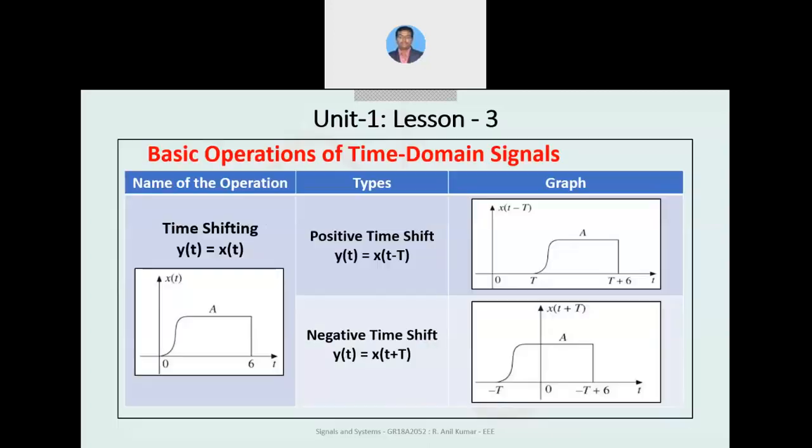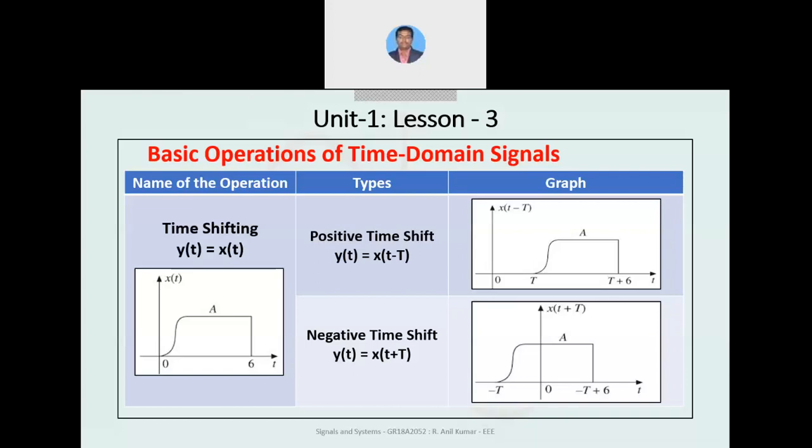Okay, now let us see the time shifting operation. The time shifting operation can be of two types: positive time shift and negative time shift. Positive time shift is nothing but getting delayed. As we can see from the graph, for the given x of t graph, the graph is being shifted to the positive side by a value of T. Here the representation of the function is y of t equals x of small t minus capital T. For shifting with respect to T, the graph has been shifted to the positive side by T units.